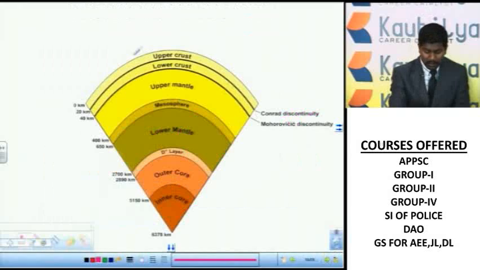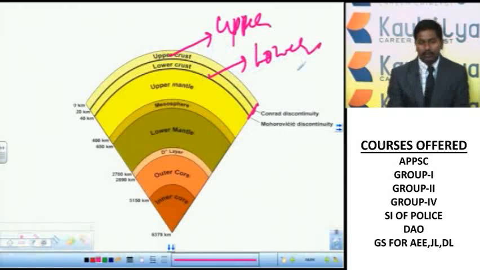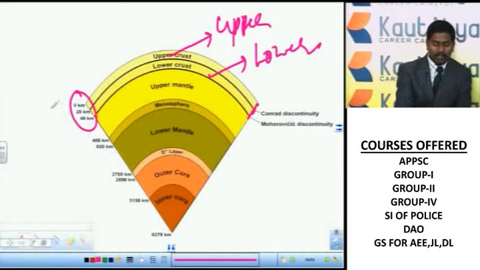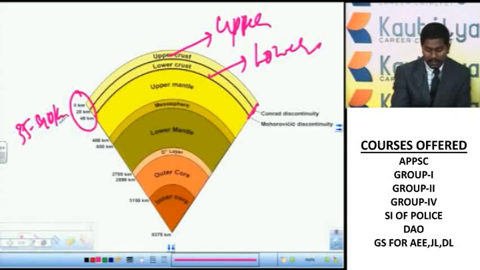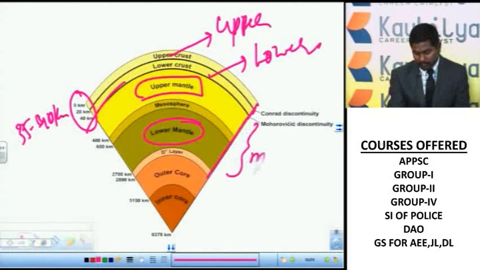So this is the uppermost part, which is called the crust, and this crust is again divided into two parts, the upper crust and the lower crust, and this is the first layer. The average depth of the crust is up to 30 to 35 to 40 kilometers. Then after this, the next layer is the mantle, and it is the upper mantle, below which there is the lower mantle. So this is the entire mantle portion.